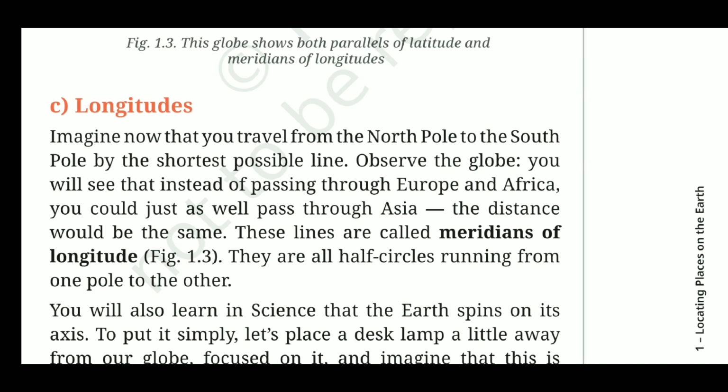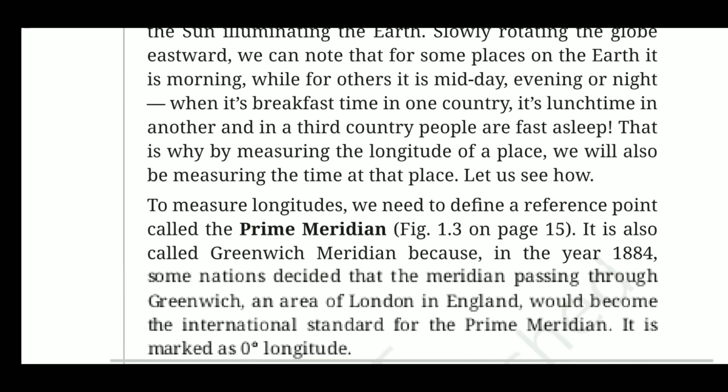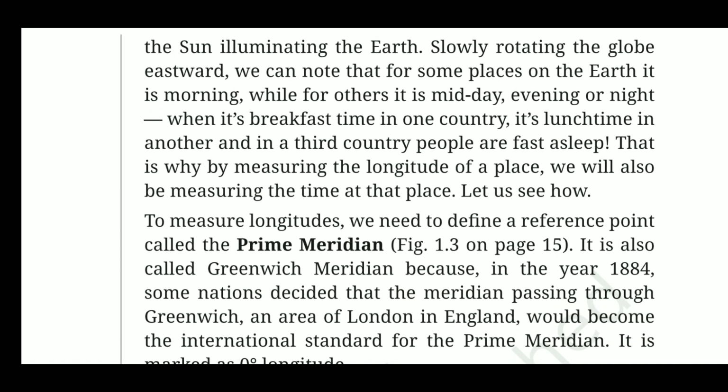To put it simply, let's place a desk lamp a little away from our globe. Focus on it and imagine that this is the sun illuminating the Earth, slowly rotating the globe eastward. We can note that for some places on the Earth, it is morning, while for others it is midday, evening or night. When it's breakfast time in one country, it's lunch time in another, and in a third country, people are fast asleep. That is why by measuring the longitude of a place, we will also be measuring the time at that place. Let us see how.